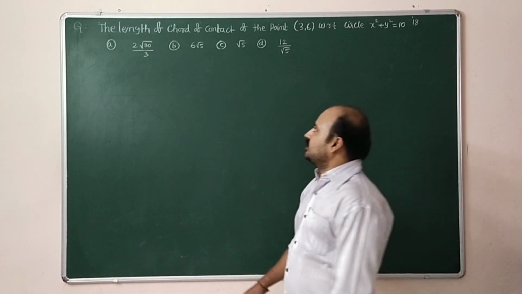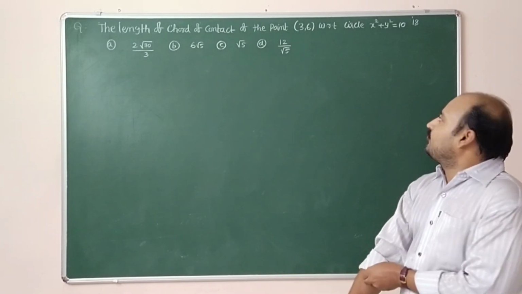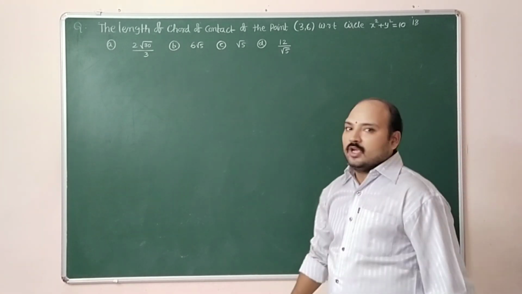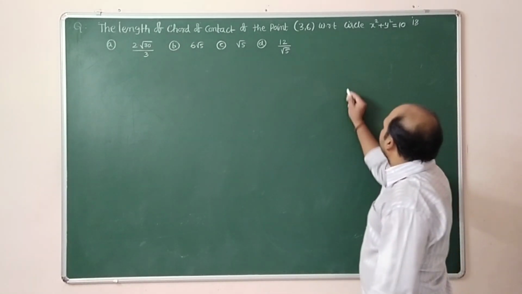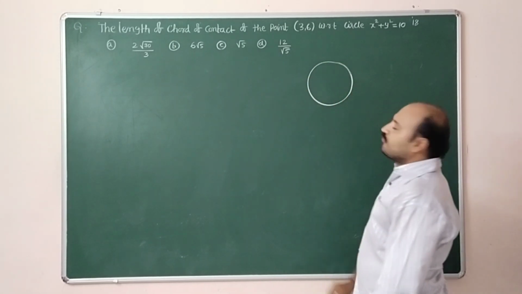Next question. The length of the chord of contact of the point (3, 6) with respect to the circle x² + y² = 10 is? So first of all, what is the chord of contact? This is the circle equation, S = 0.